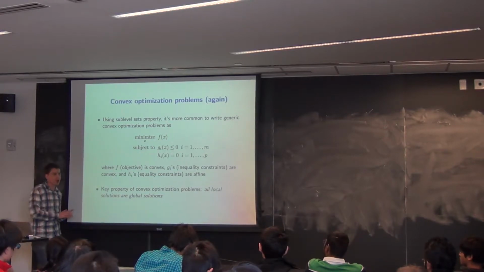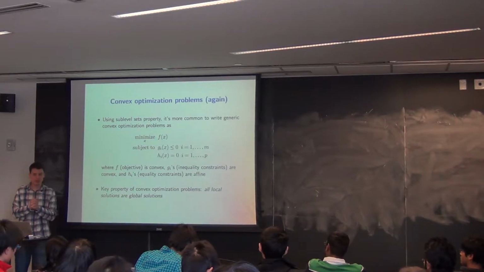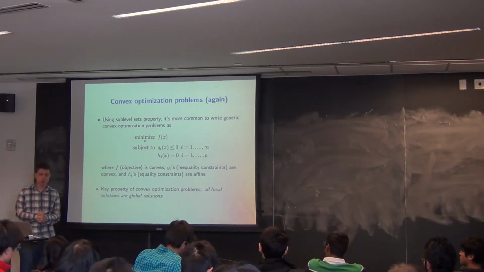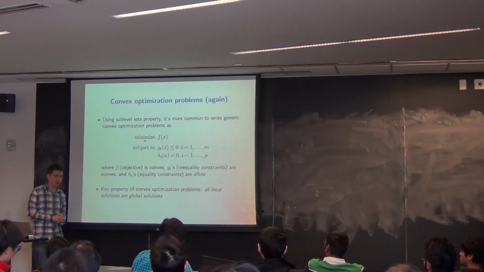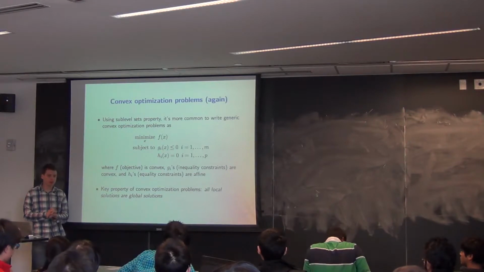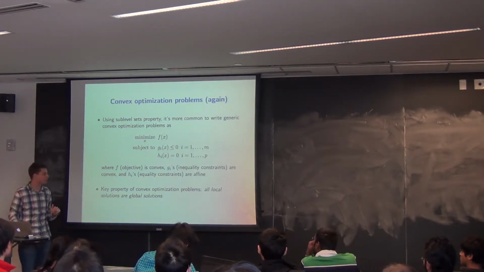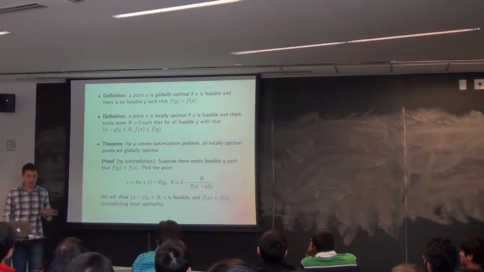Now, a key property of convex optimization problems is, as I mentioned before, all local solutions are also global solutions. I'll define what I mean by that a little bit more formally right now, and then prove this property, or at least the slides have a proof, and I'll talk about how that proof looks. Okay, so there's a lot of text in the slide, but it's actually quite simple.